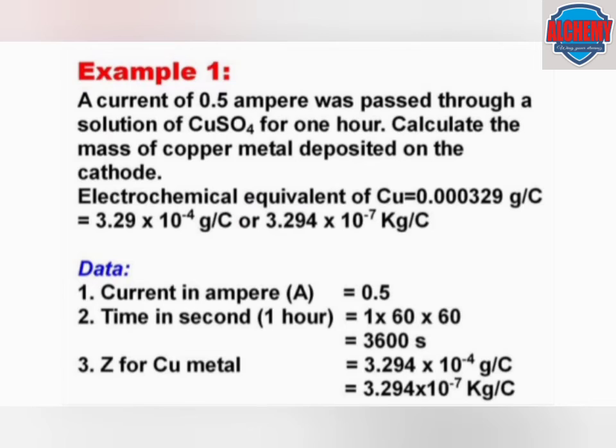An example is given here. A current of 0.5 ampere was passed through a solution of copper sulfate for 1 hour. Calculate the mass of copper metal deposited on the cathode. The electrochemical equivalent of copper is given here. The current is given as 0.5 ampere. Time is given as 1 hour. We should convert to the standard unit, that is seconds, which is 3600 seconds. The electrochemical equivalent of copper should also be taken in kilogram per coulomb.